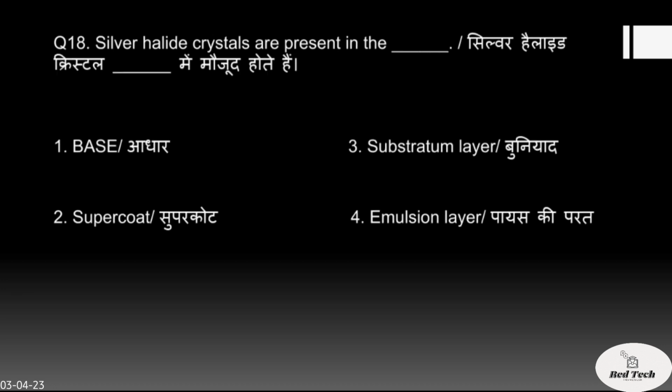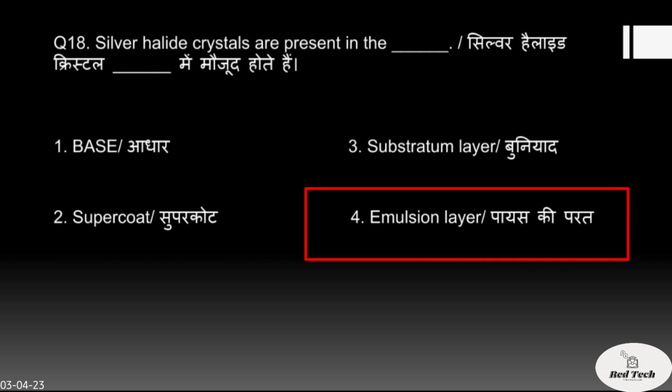Question number 18. Silver halide crystals are present in the. In the given options, where are the silver halide crystals present? We will discuss this in this chapter on the structure of film. Now we go to the options. Option 1 is base, option 2 is supercoat, option 3 is substratum layer, and option 4 is emulsion layer. So the right answer is that silver halide crystals are present in the emulsion layer. So the right answer is option number 4.